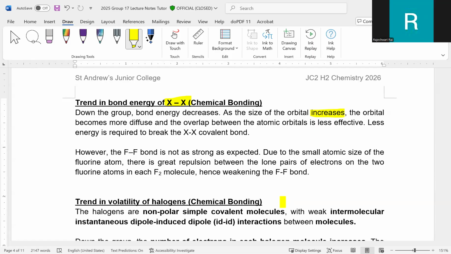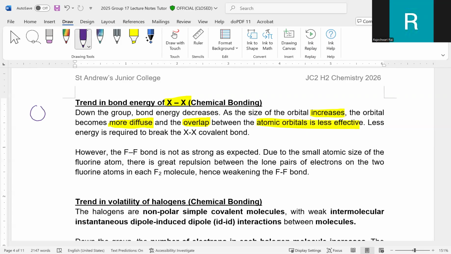So there's no need for you to talk about the nuclear charge, the shielding effect, the attraction of the valence electron by the nucleus. You just want to go into the idea that the size of the orbital will increase. As the size of the orbital increases, the orbital becomes more diffuse, and therefore the overlap between the atomic orbitals will become less effective. If it is less effective, the energy required to break the XX covalent bond will decrease.